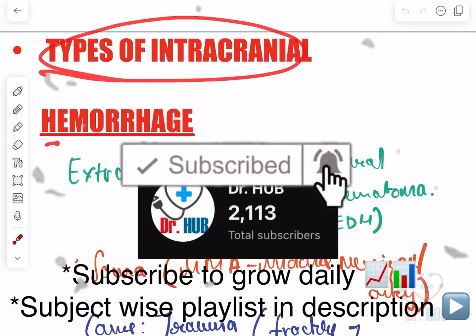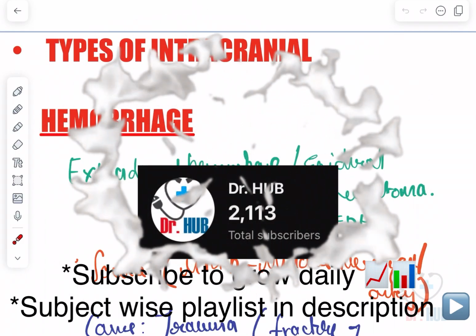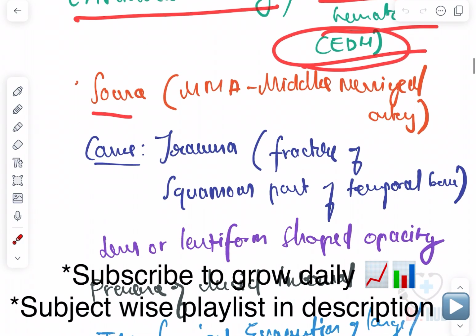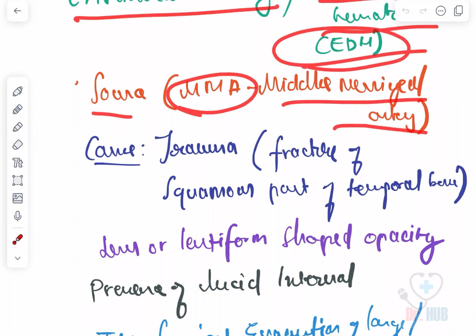Types of intracranial hemorrhage. So firstly, looking at the extradural hemorrhage or the epidural hematoma, in short EDH. The source here is the MMA, that is the middle meningeal artery.